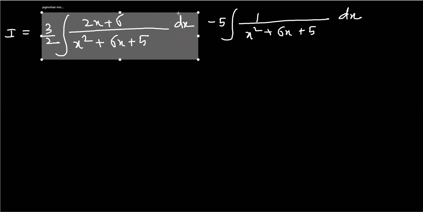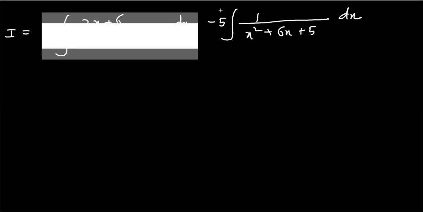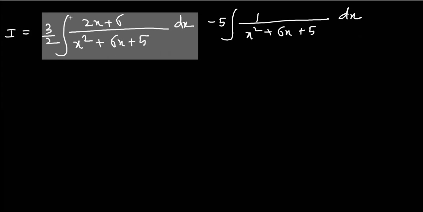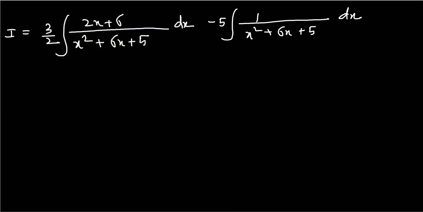Why so? The reason being that here you have integration where the derivative of the denominator is present in the numerator. You can check: the derivative of the denominator x square plus 6x plus 5 is 2x plus 6. This was all our plan. We had planned it this way.